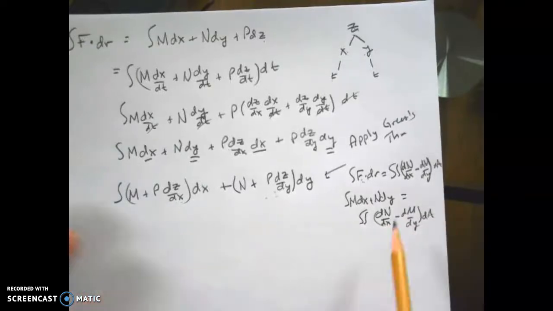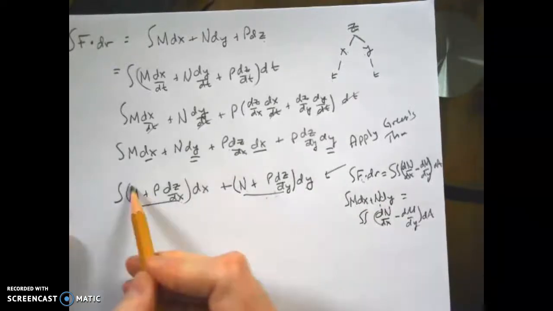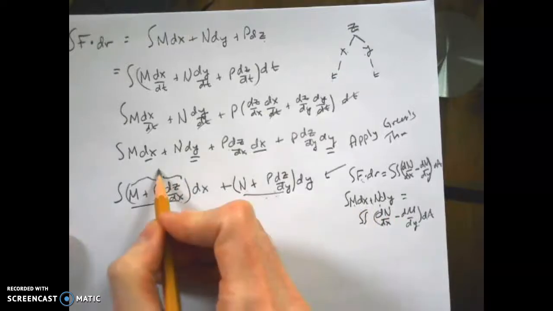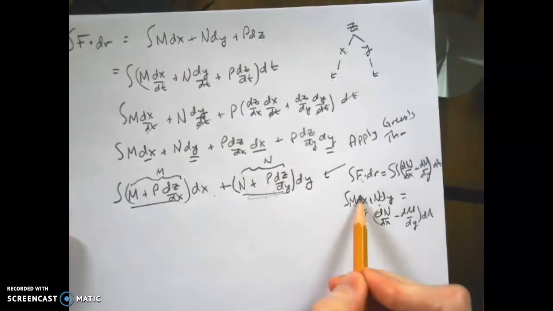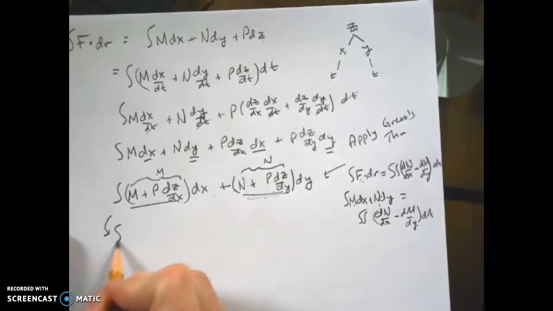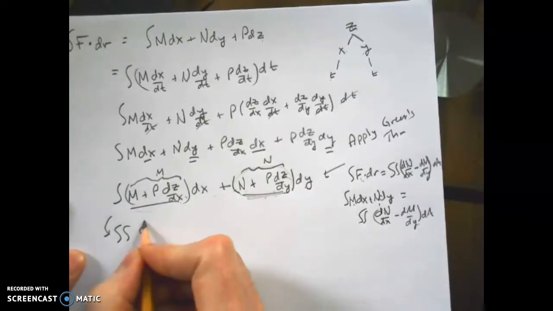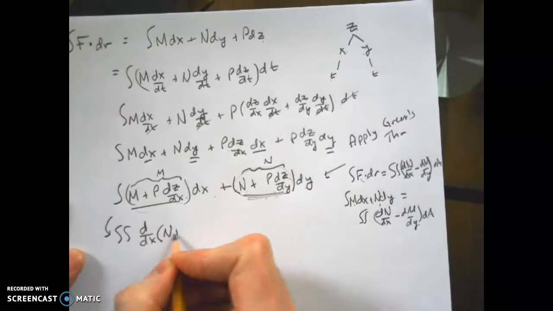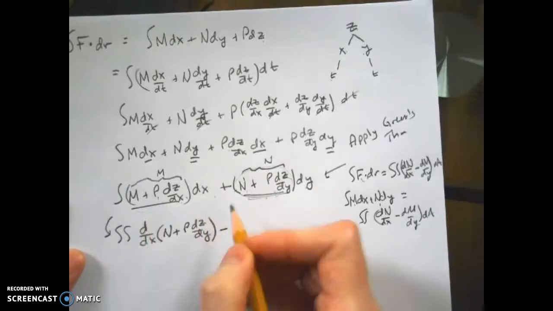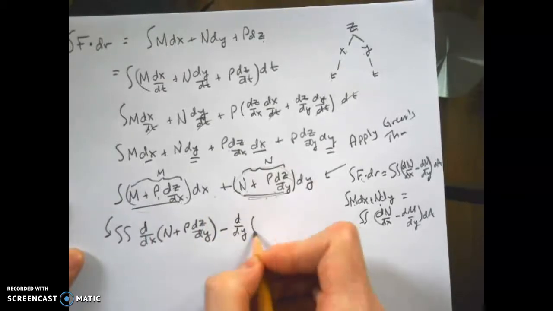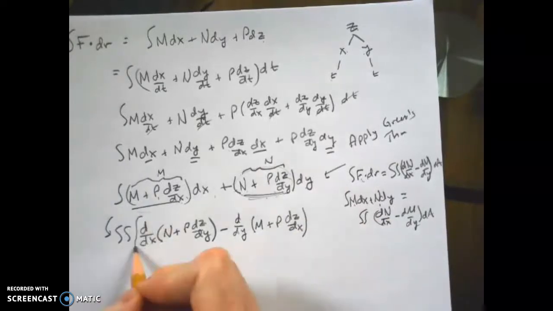over your area. So what I have here on this side, here's something with the dx plus something with the dy. So this thing I'm now treating as my m. This thing I'm treating as my n. So when I use Green's theorem, this thing becomes the double integral of, now I need the x derivative of this minus the y derivative of this. So the d/dx of n plus p dz/dy minus the y derivative of this. So the d/dy of m plus p dz/dx. Okay, and that entire thing is over your area.